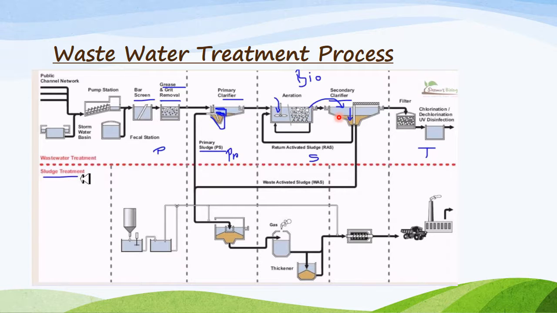In the secondary clarifier, the settled material is called activated sludge. It contains decayed organic compounds and microorganisms. The activated sludge is removed by this secondary clarifier. So the activated sludge is this part. Part of the activated sludge is returned to the aeration tank because the microbiological population must be maintained in the aeration tank. That's why part of the sludge from the secondary clarifier is returned to the aeration tank. The other part is removed by this pipe network.